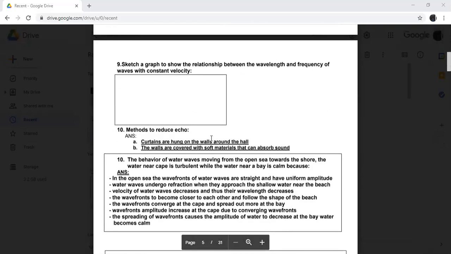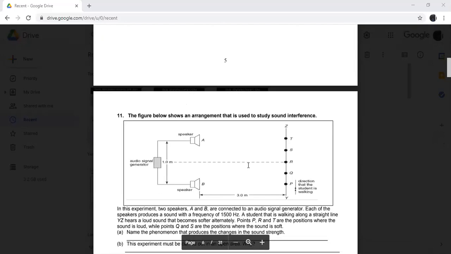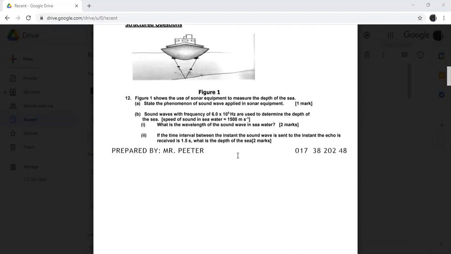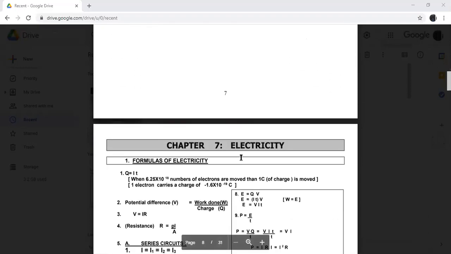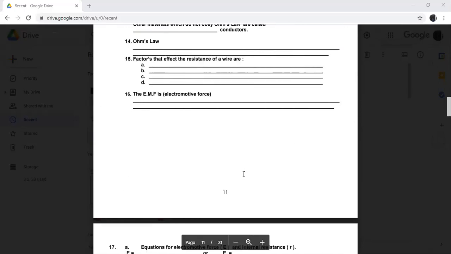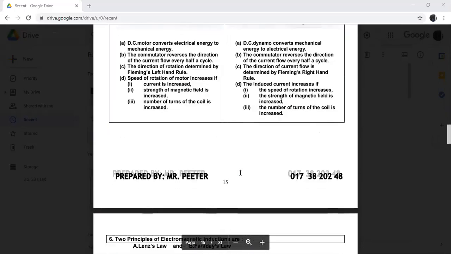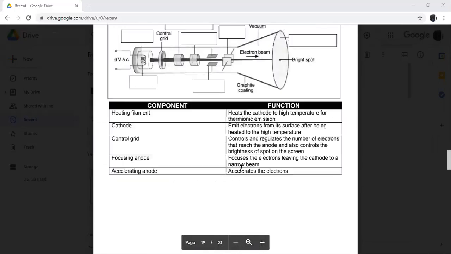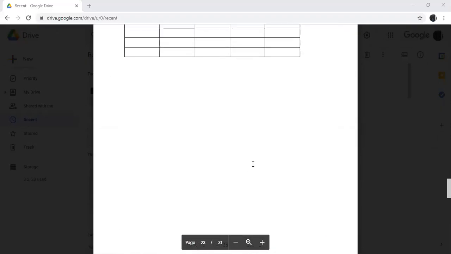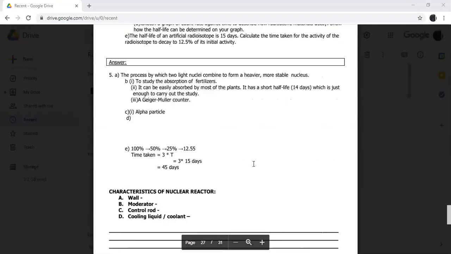All the other parts like reflection, water wave behavior from a deeper to a shallow area or the bay area, then sound wave, echo, reflection, interference, all the basic concepts. I think these are the most important parts in this chapter. But this chapter will be very, very important this year, if I'm correct. If I'm wrong, then I'm wrong.